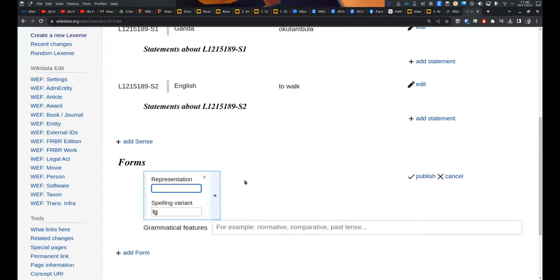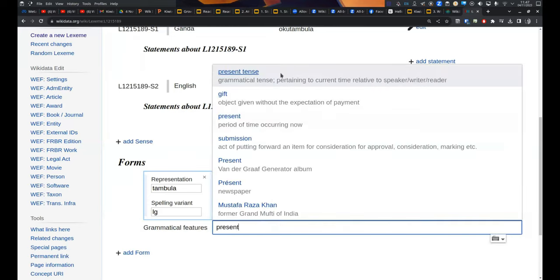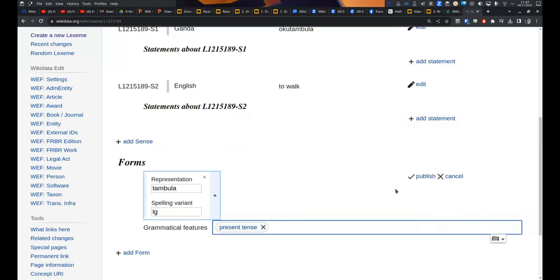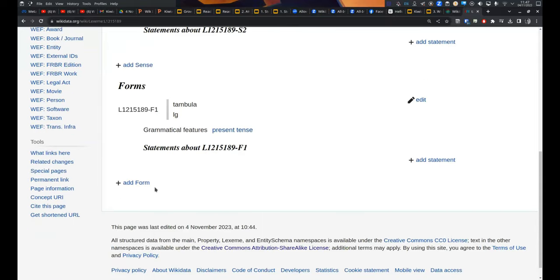Just write the statement, the word that is present tense. Good, so come here. Write present tense. I'm going to publish it. So, add another form.